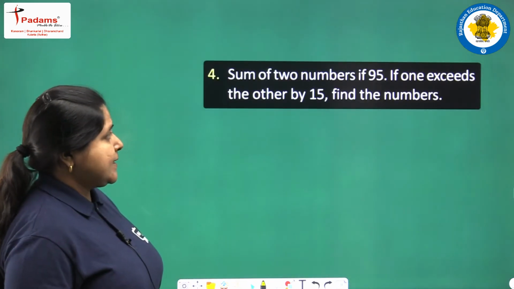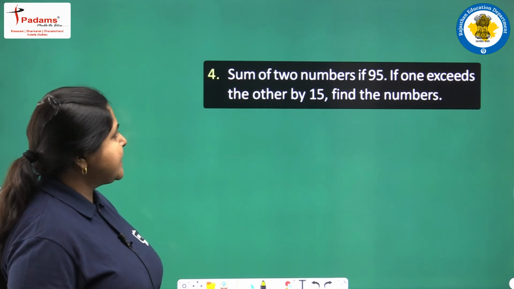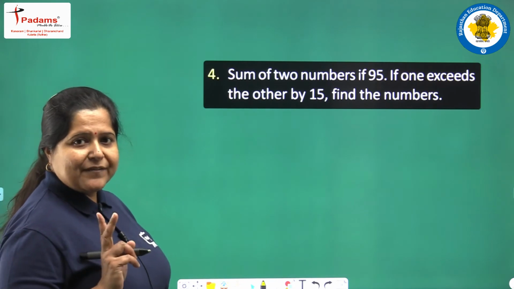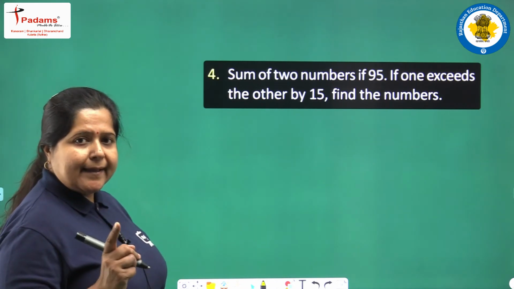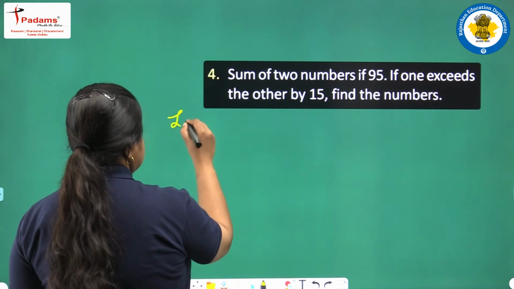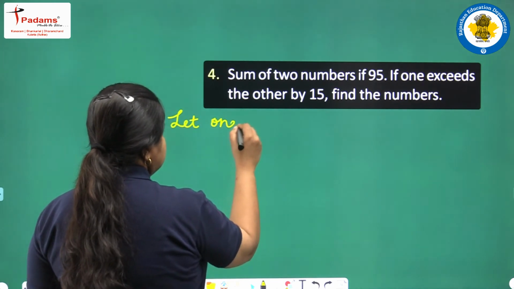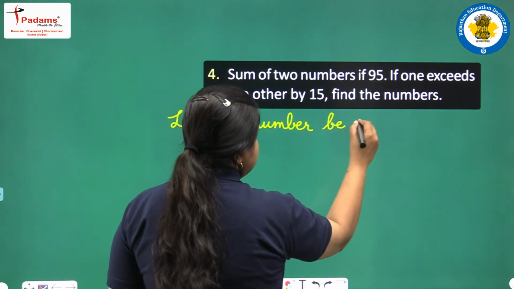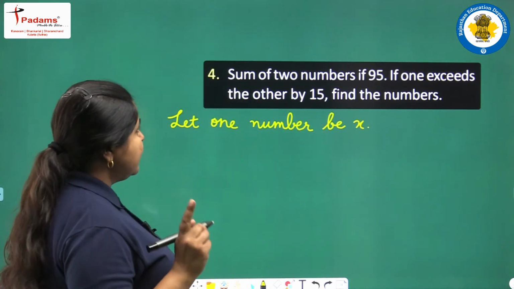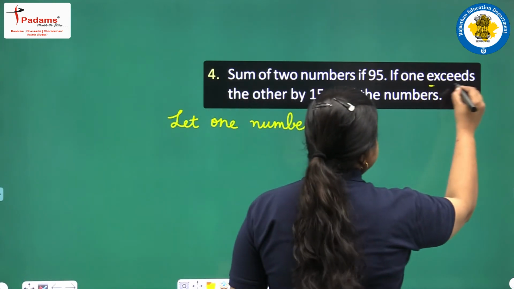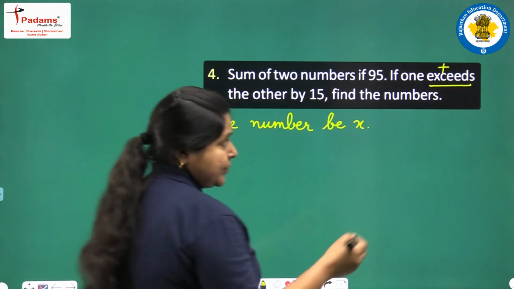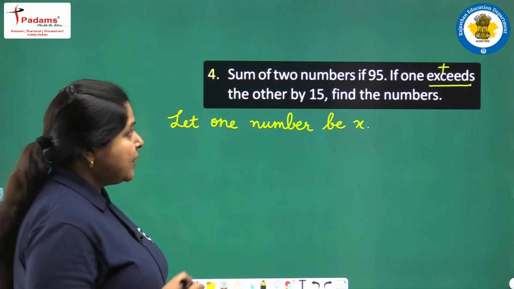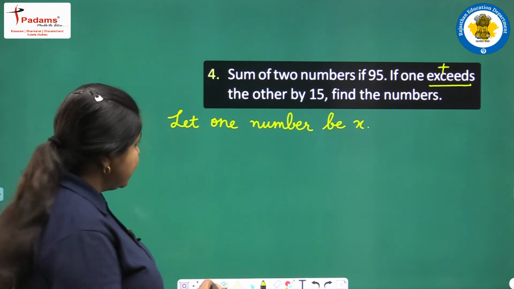Sum of two numbers is 95. If one exceeds the other by 15, find the numbers. Two numbers we have to find. Let one number be x. Then the other one will be exceeds. Exceeds means again plus, more. The other number is 15 more than the first one, or exceeds also means the same thing.